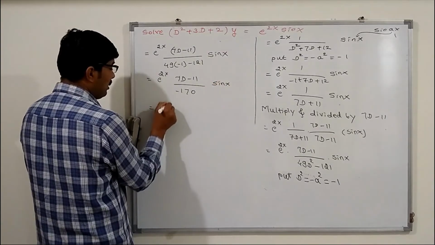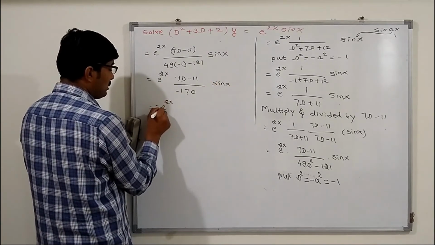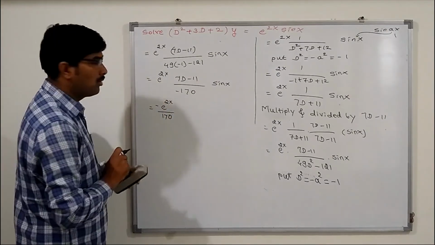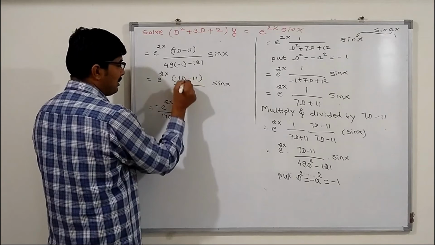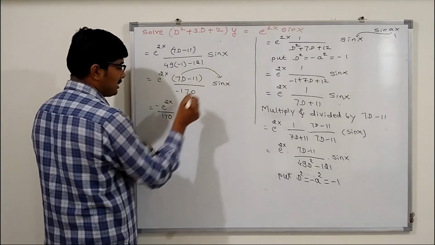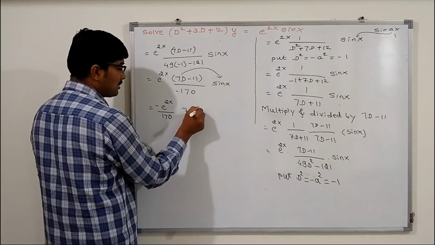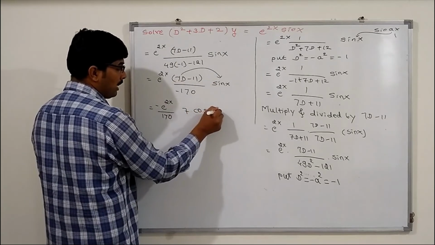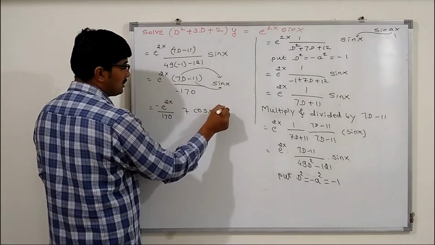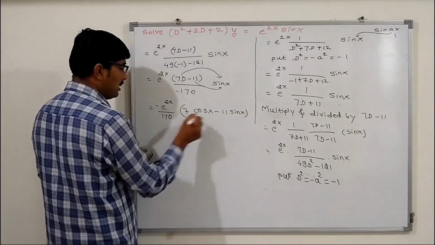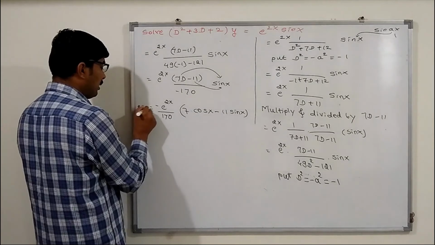So now I will write minus e raised to 2x divided by 170. I have taken this minus sign outside. Now we have to simplify this. 7D of sin x means 7 as it is, differentiation of sin x is cos x, minus this 11 into sin x is 11 sin x. This is the particular integral.